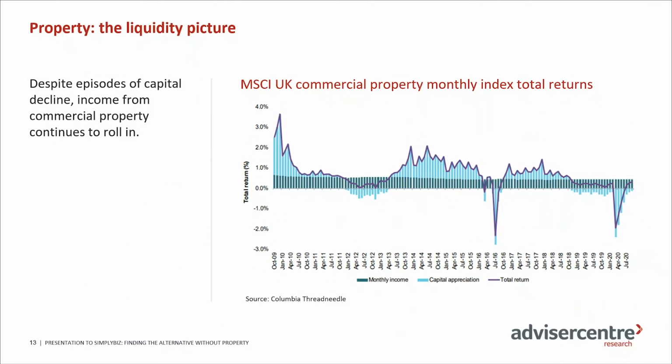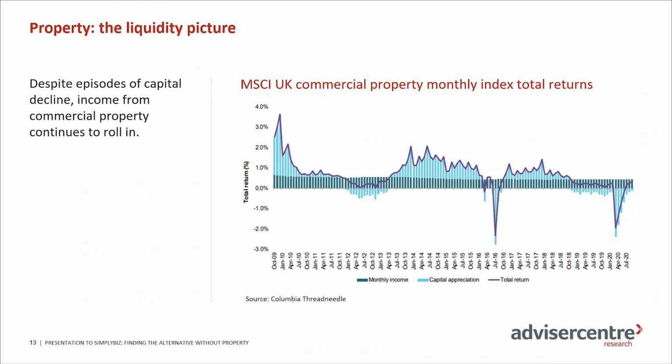This is just reinforcing the point that it's primarily an income asset. The bars majestically moving along on monthly income show you that you've been getting a nice steady income. At the moment, many of these funds are yielding 5 to 6% as we stand today. But you can see within this, lumpy capital returns.